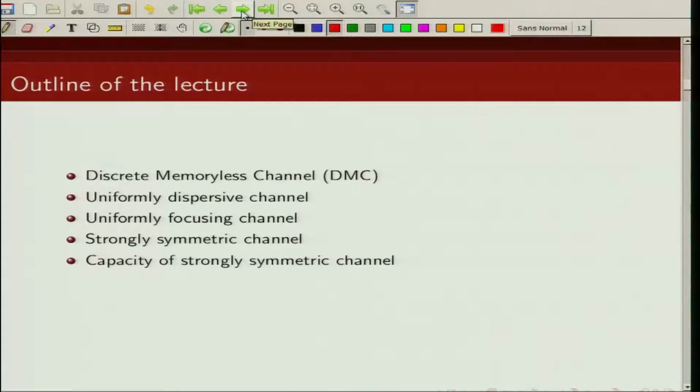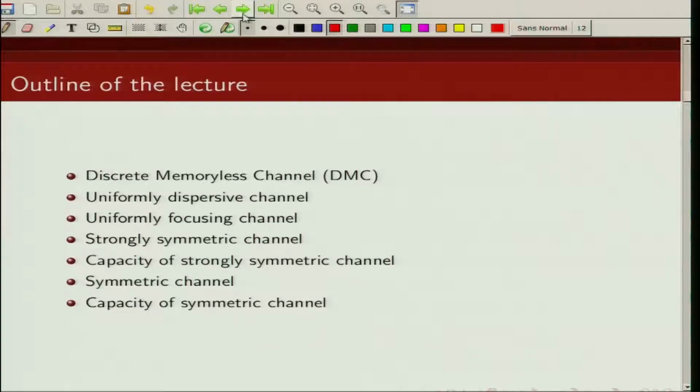a strongly symmetric channel, and subsequently we will show that there is a class of channels which can be decomposed into strongly symmetric channels, and that's basically known as symmetric channel, and we will compute the capacity of symmetric channels. So this is a plan for this lecture.